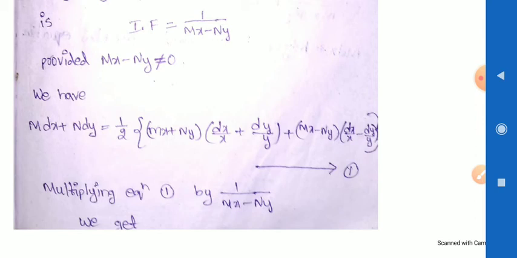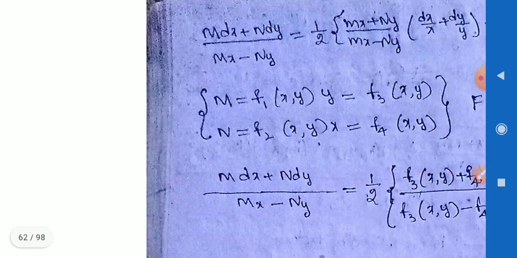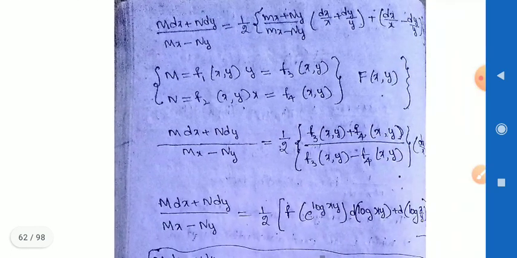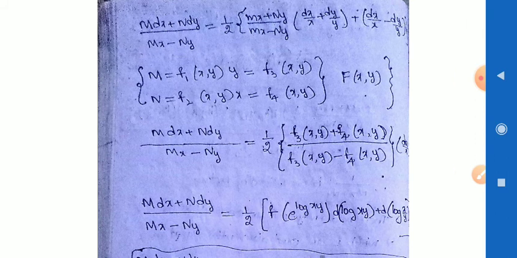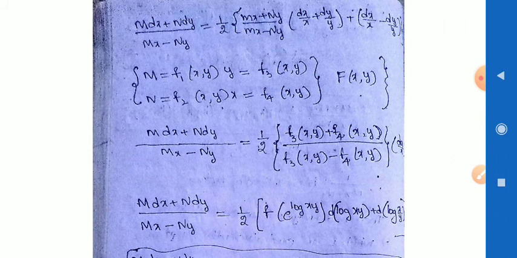If 1 by Mx minus Ny is an integrating factor, we have to multiply it with the above given differential equation. Then we get M dx plus N dy by Mx minus Ny is equal to 1 by 2 into Mx plus Ny by Mx minus Ny into dx by x plus dy by y, plus dx by x minus dy by y.